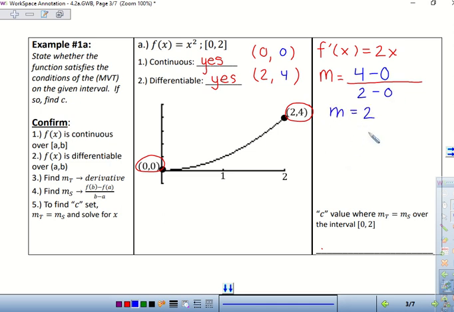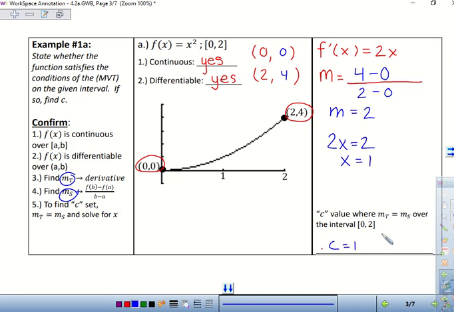2. Now you're going to set mt equal to ms. So mt represents the slope via the tangent line. That's what that means. And ms is the slope via the secant line, which is the average rate of change. Because remember, tangent lines represent instantaneous rate of change, secant lines represent average rate of change. So they're telling you to set the derivative equal to the slope. And then you solve for x, and x is what? 1. Good. That's what we call our c value.